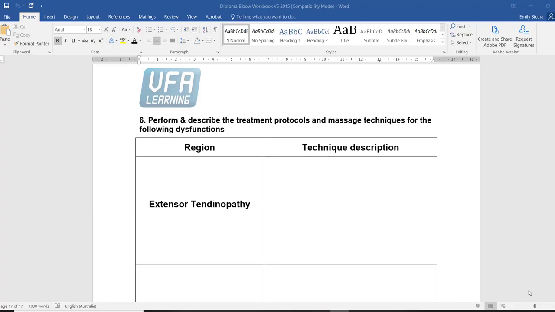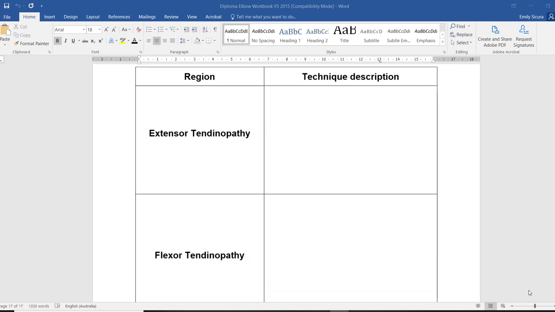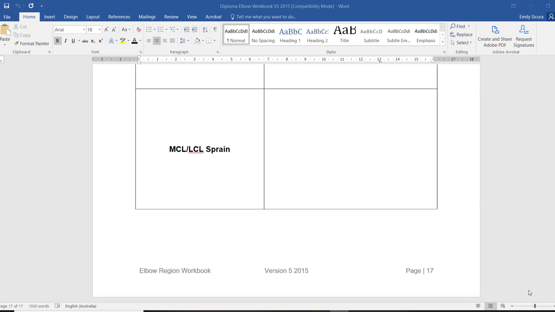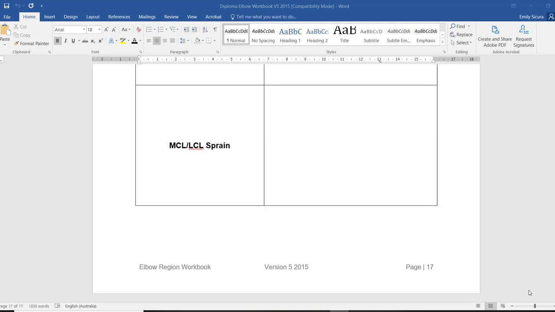And for part 6, you need to perform and describe the treatment protocols and massage techniques for the following dysfunctions. So again, the region and the condition has been given to you and you just need to outline what massage techniques you would complete. So this needs to be done for extensor tendinopathy, flexor tendinopathy, and MCL or LCL sprain.